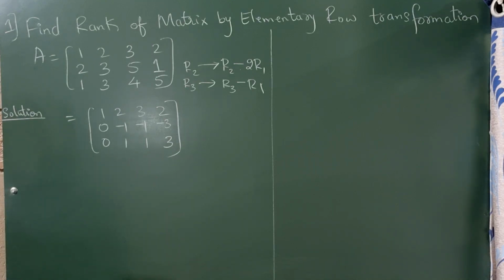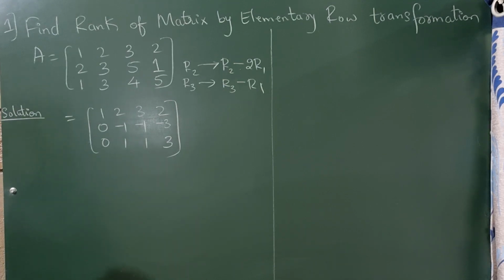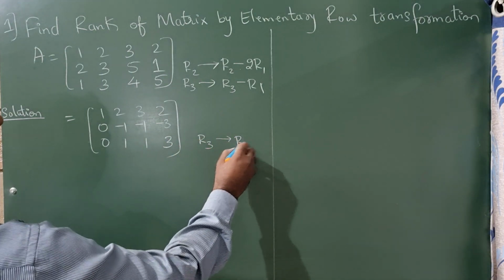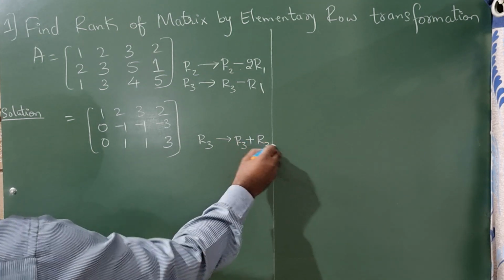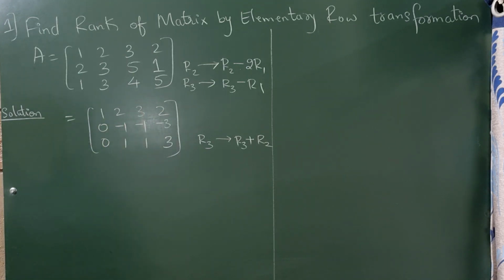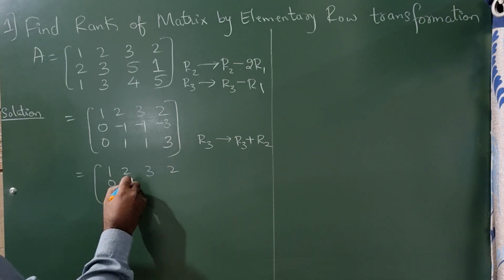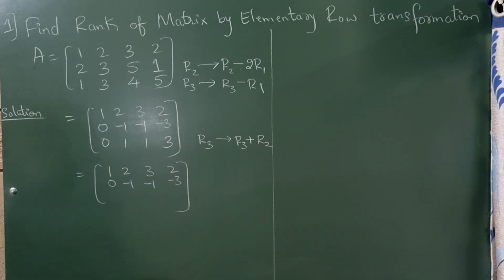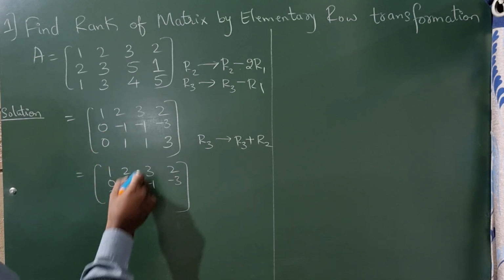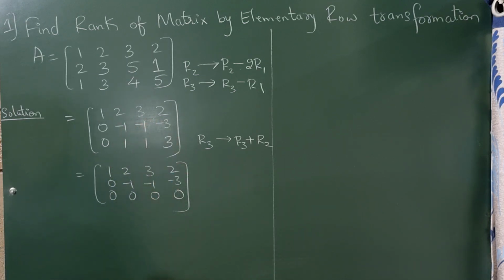Fine. Now again I want to make these elements 0. So this is the R3 row. I'll write here R3 plus R2, because this row is not changing. Write the first row as it is, write the second row also as it is. 0 plus 0 is 0. 1 minus 1 will become 0. 1 minus 1 will become 0. 3 minus 3 will become 0.